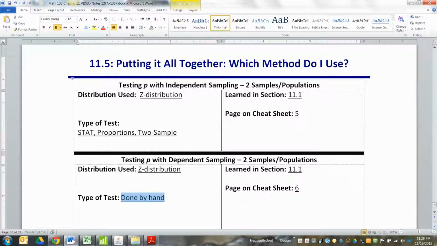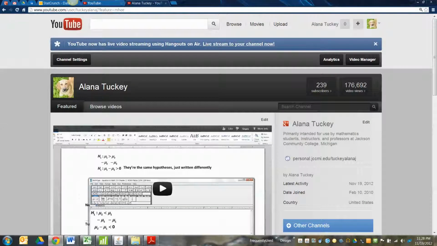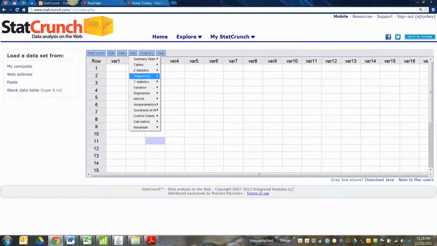Okay. And then what distribution is it? They're both normal distributions, so Z distributions, that's what that is. Now, the only thing is, this one we're going to do by hand. StatCrunch won't do it for us. If you're in StatCrunch, you can do this. Stat, then proportions, pick 2 sample. So let me show it to you. There we go. Stat, proportions, 2 sample, and you have to choose data or summary.